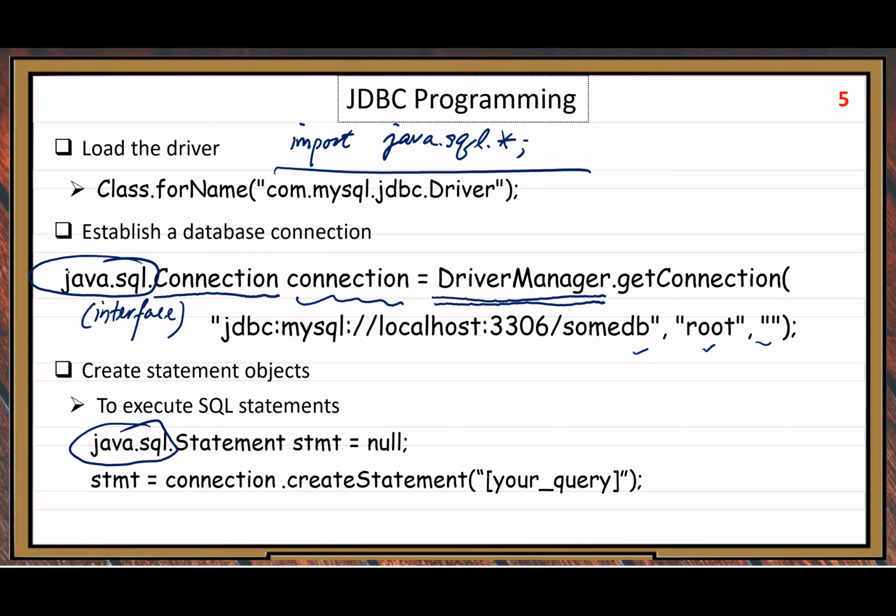Then the second line, because Statement is also an interface, another interface, there is no constructor. We have to rely on some other object calling a certain method to create it. So here we use that connection object. We call the createStatement method. Then this is our query string, one query string.